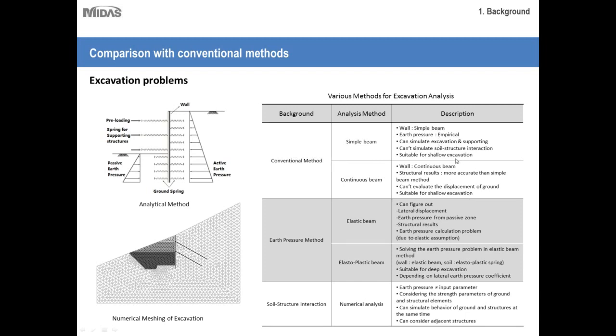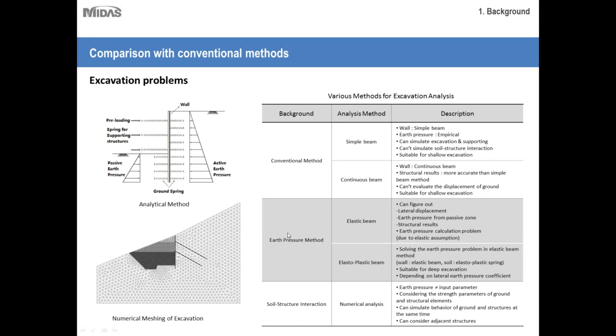So for excavations that are smaller in scale, that don't require a great deal of support structures, you can use the conventional method to gain a fairly accurate approximation of the stresses acting on your walls and the stability of your structures. But as you go into greater excavations or larger scale projects, you'll find that the conventional method won't suffice. You'd need the earth pressure method as well as soil structure interaction.